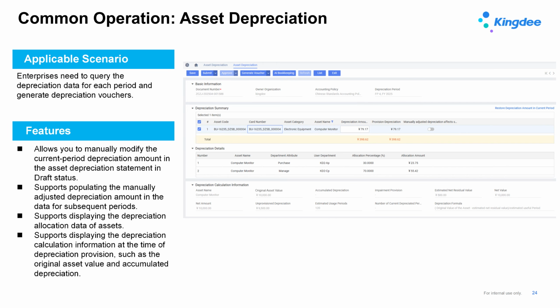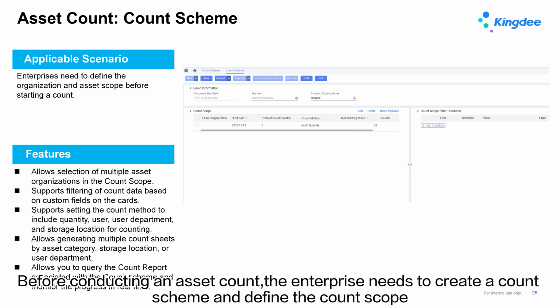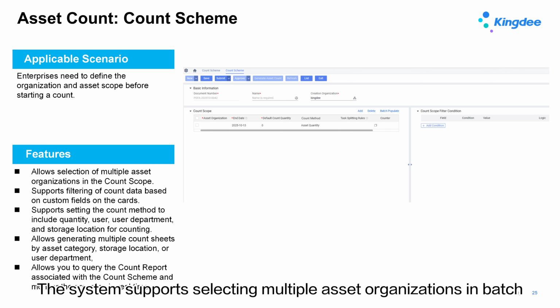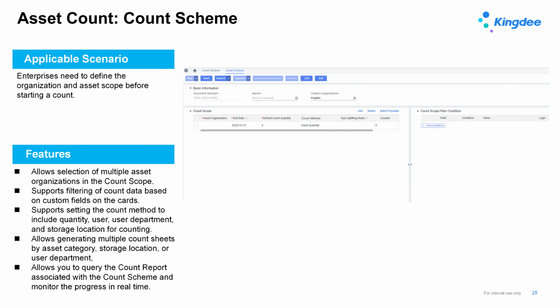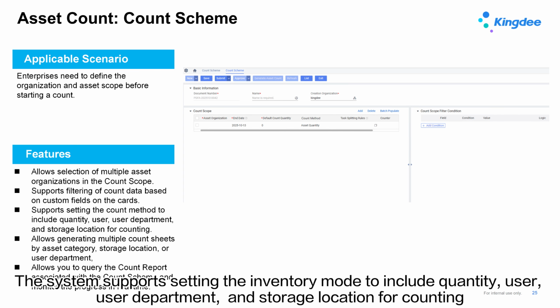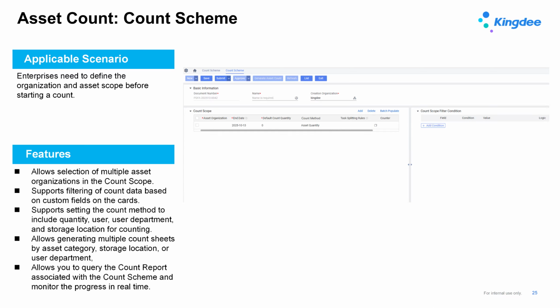Before conducting an asset count, the enterprise needs to create a count scheme and define the count scope. The system supports selecting multiple asset organizations in batch. You can also filter the assets based on any fields on the asset card, including custom fields. The system supports setting the inventory mode to include quantity, user department, and storage location for counting.